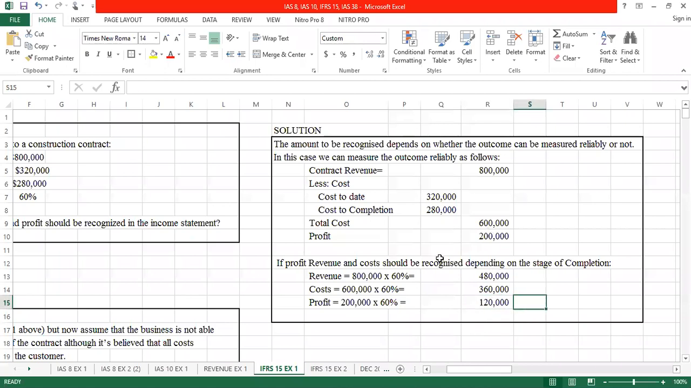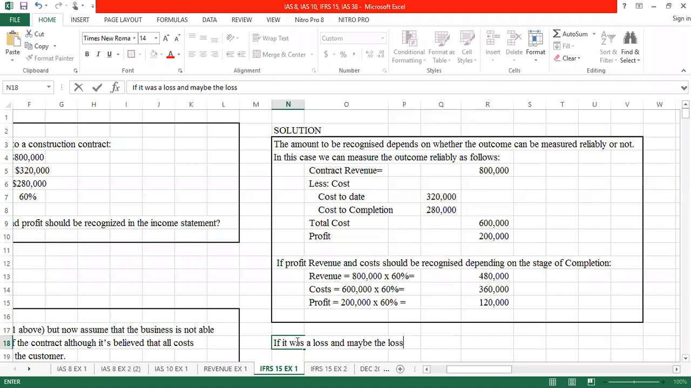Now, suppose it was a loss. I don't want to cover that. If, for example, instead of 600,000 here, it was 900,000. So if it was a loss, maybe the loss is 100,000. This is just an example that was not there.